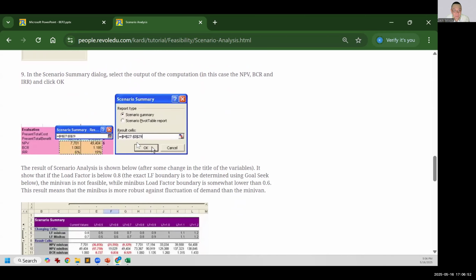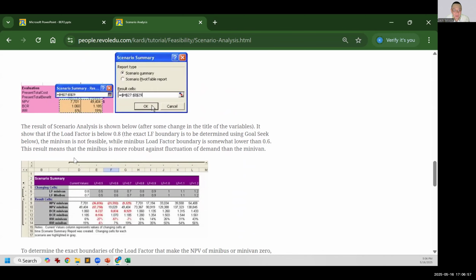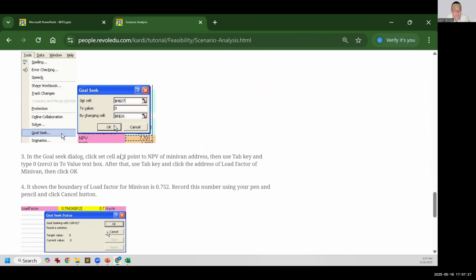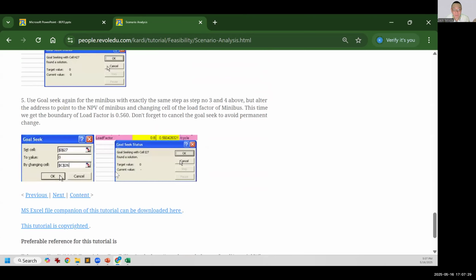Check what is the result to show. For example, this one is NPV, PCR, and IRR. And then after that, you can get this kind of table. Excel will generate this table automatically for you. So with this, you can see these are the variables, and these are the different alternatives, right? Minifund and minibus. And this is the result: NPV, PCR, IRR. And of course, from that, you can also find the optimal value based on Solver if you want.